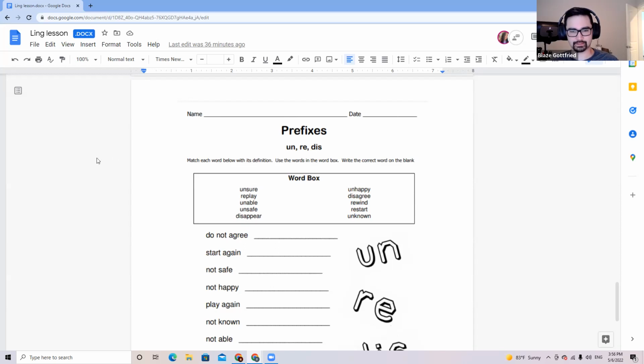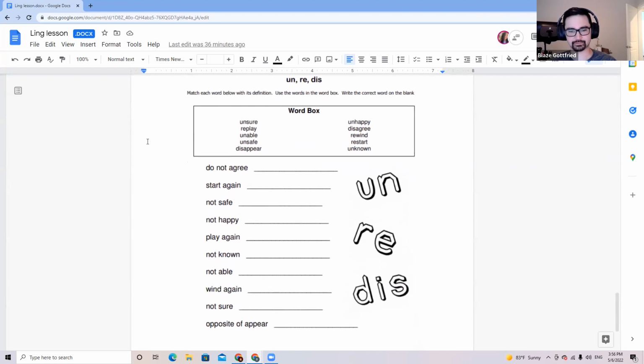So in today's worksheet, we will match each word below with its definition. Use the words in the word box to match below. So obviously write the correct word on the blank. So as a class, we will do this together. So here in the word box, you see all these words have un, re, dis, all the things we learned about today, right? So Miss Molinaro, do you want to help them with the first one?